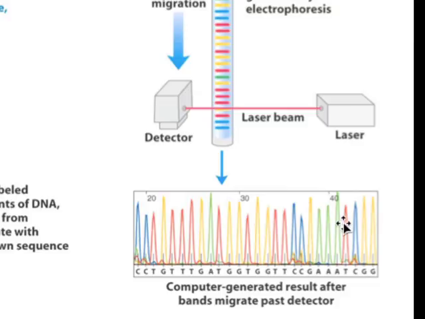Then you take all of those different channels, the 4 different channels, you combine them together, and you get a sequence, and you know what base goes where in the sequence based on its particular color. So you can see the sequence here. We've got a blue peak, a red peak, a yellow peak. So that's CCTG.